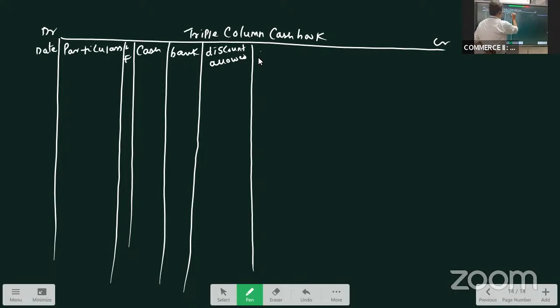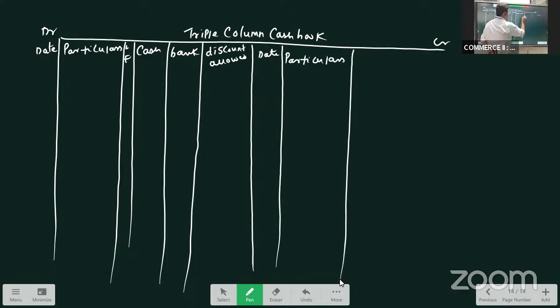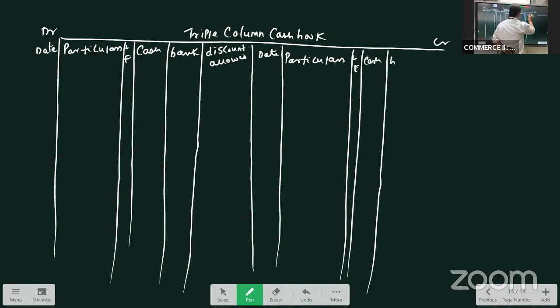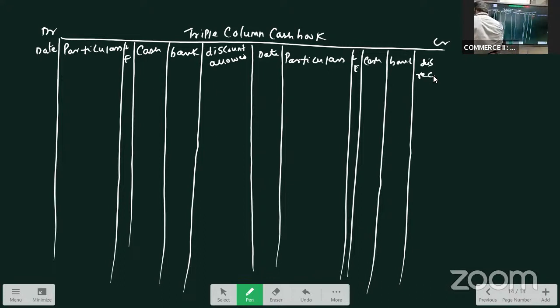Then on the credit side, we have date, particulars, again LF, cash, bank, and discount received column.